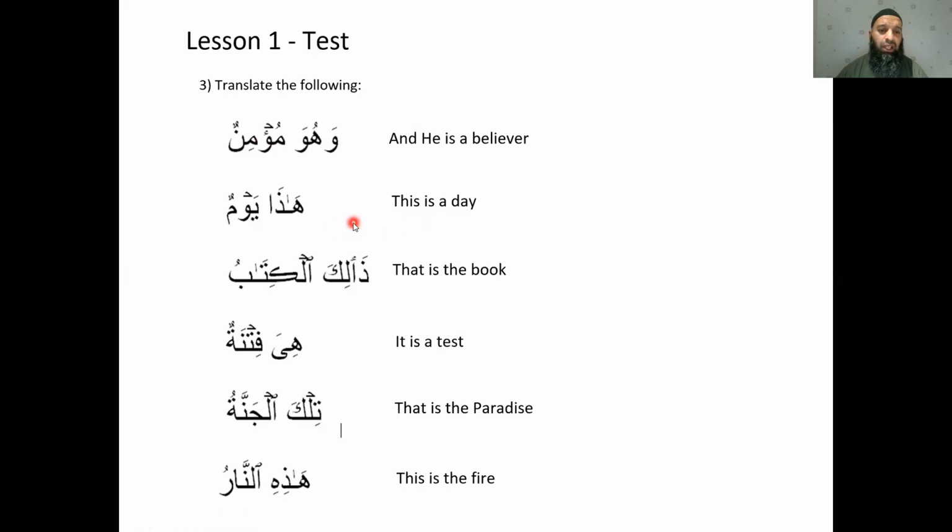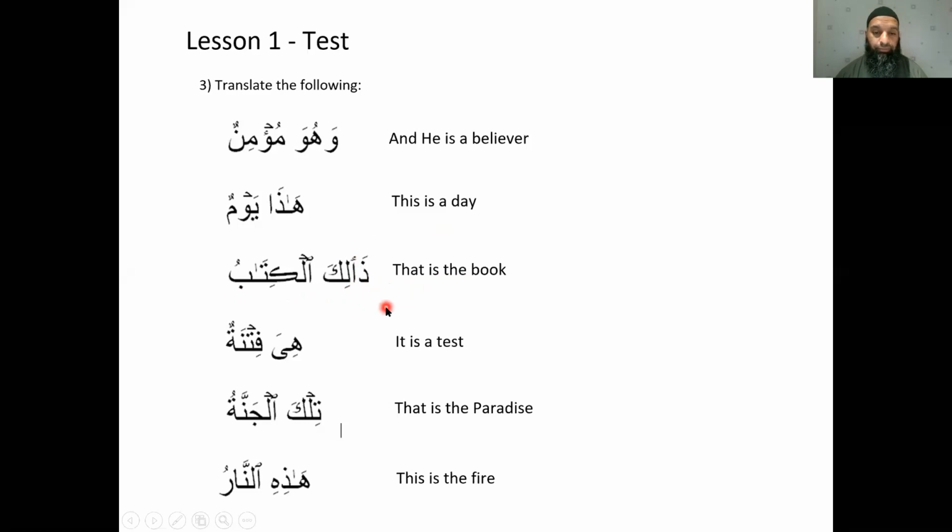So the next one, هذا يوم. This is a day. Main thing you need to know there is هذا, and يوم is a day. Next one, that is the book. ذلك الكتاب. That is the book. We haven't done the ال yet. We're going to do that today, inshallah. So ذلك, that is الكتاب, the book.